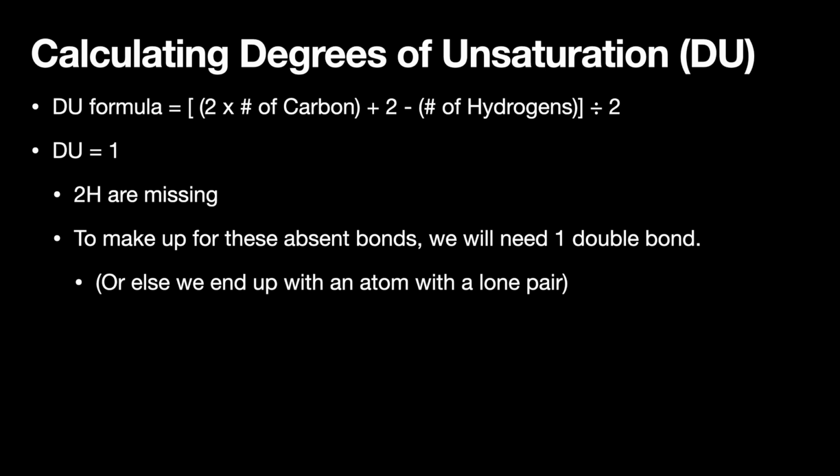The DU formula is taking 2 times the number of carbons in your formula plus 2 minus the number of hydrogens in your formula, and then everything divided by 2. A DU of 1 would mean that 2 hydrogens are missing, and in order to make up for these absent hydrogens, we will need to create 1 double bond. If we do not do this, we end up with lone pairs.